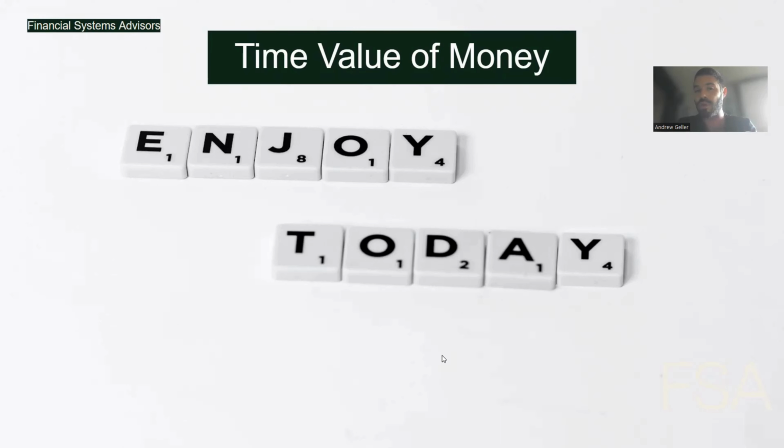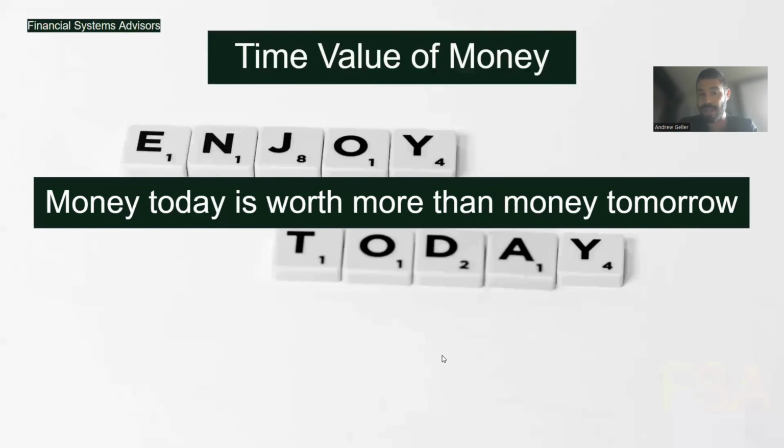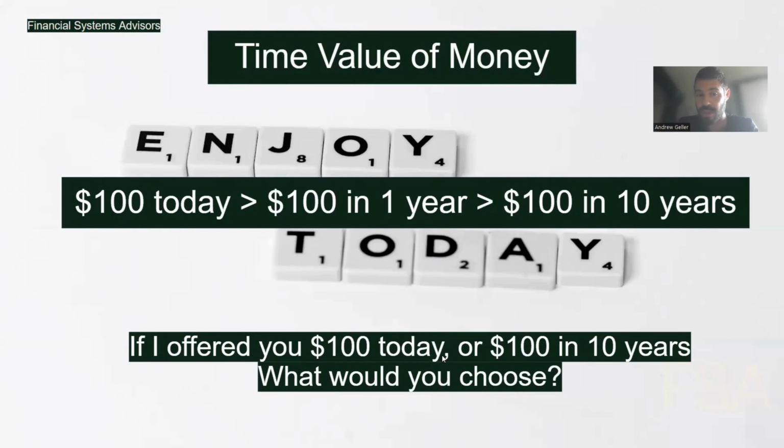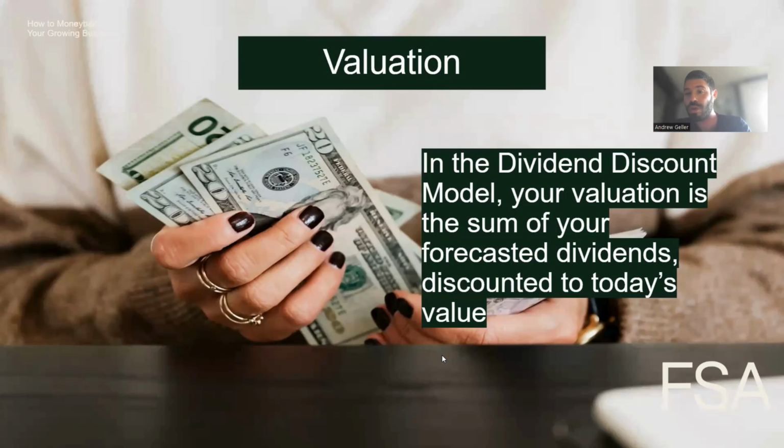Why? There's a concept called the time value of money. And what it says is that money today is worth more than money tomorrow. I'll give you a quick example. If I offered you $100 today or $100 in 10 years from now, which one would you choose? You clearly choose the money today. So money today is worth more than $100 in a year, which is worth more than $100 in 10 years. So we have to apply different discounts to each of these timelines of dividends. And once we've done that, we get the valuation by summing all of these discounted dividends together.